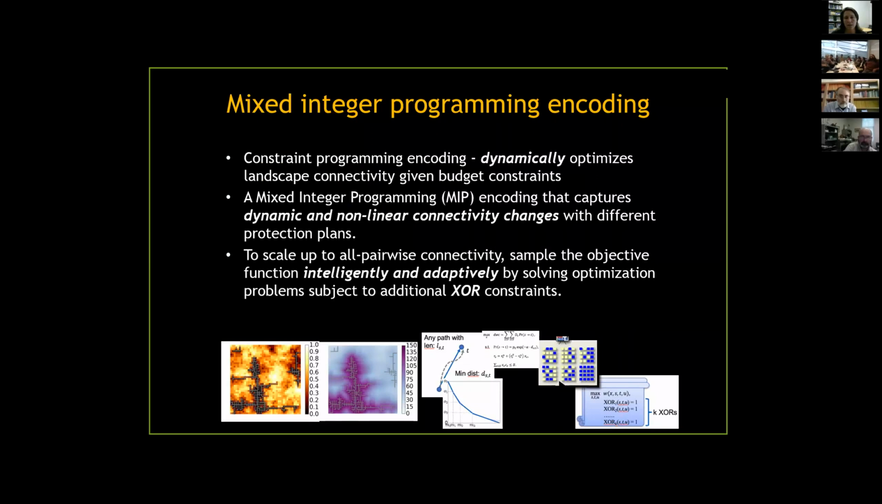And I don't claim to understand everything that these guys were doing here in terms of the last bullet here. But essentially, the approach dynamically optimizes density-weighted connectivity given certain budget constraints, and it allows us to capture this dynamic and nonlinear connectivity change with the different protection plans. And the third point is where it gets beyond me. So it's scalable by sampling the objective function both intelligently and adaptively by solving this optimization problem subject to these additional XOR constraints. And I'm sure Ye Shin or Carla can explain this part in more detail.